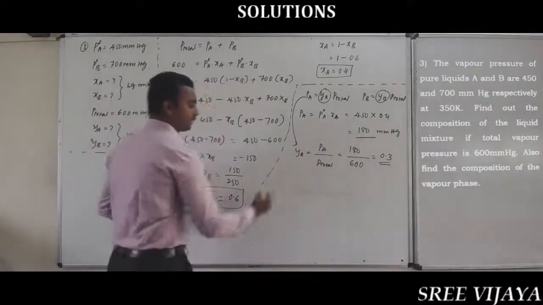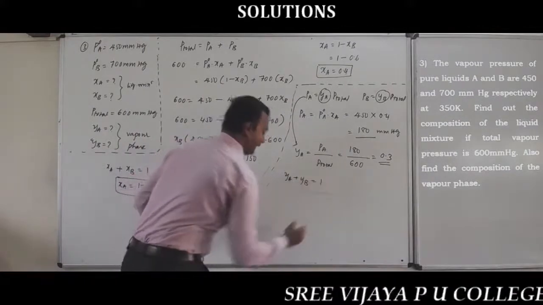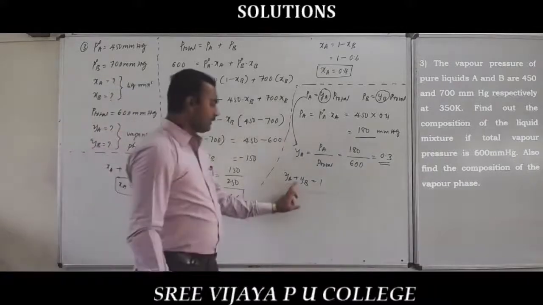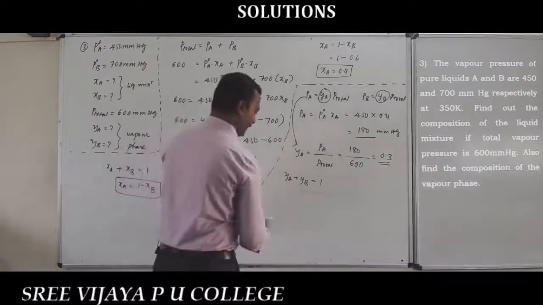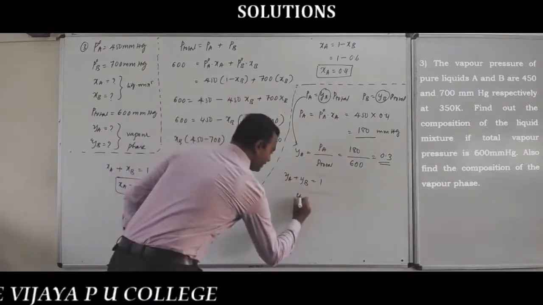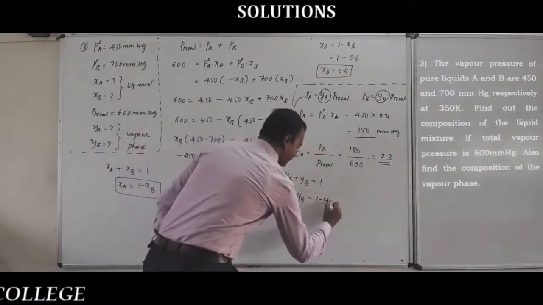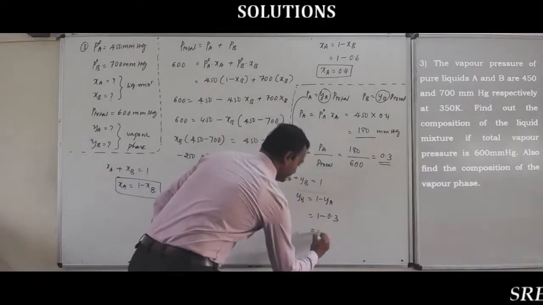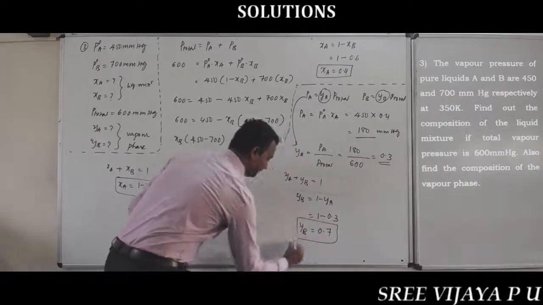Similarly, for component B, the sum of the mole fractions of component A and B, whether in the liquid phase or the vapor phase, is always equal to 1. So the YA value is known, and YB, the mole fraction of component B, is equal to 1 minus YA, that is 1 minus 0.3, which is equal to 0.7. That is the mole fraction of component B.